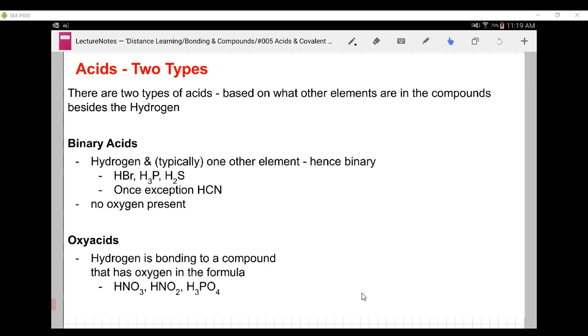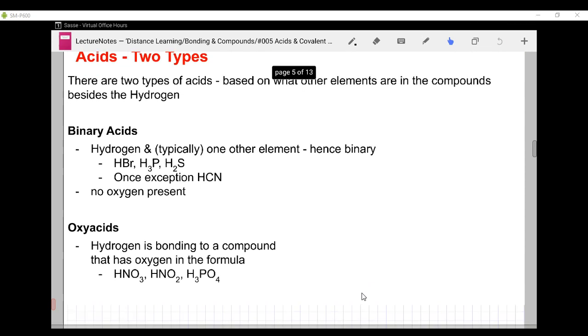The other type of compound is called an oxyacid, and that's an acid that then has oxygen in it. Noticing that most of those examples that I listed there are similar to the polyatomic ions on the back of your sheet, right? The presence of the oxygen.